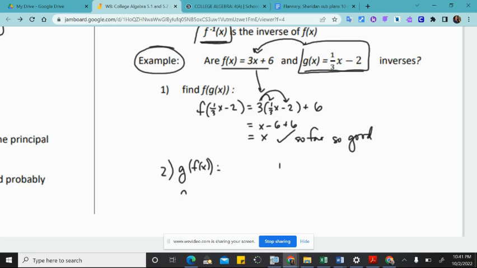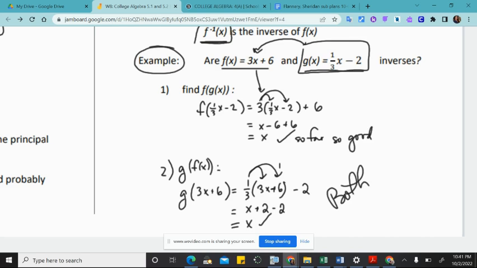So my outside function is g. My inside function this time is 3x plus 6. It's f. So my outside function this time says, okay, 1/3 of whatever x is minus 2. All right, let's try it. 3x plus 6 is what goes in there. So distribute. 1/3 times 3x is x. 1/3 times 6 is 2 minus 2. Yes.